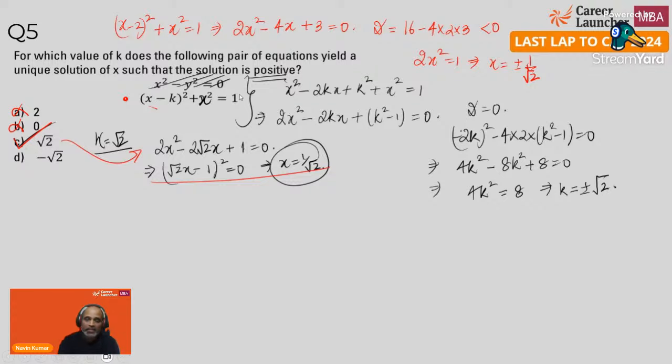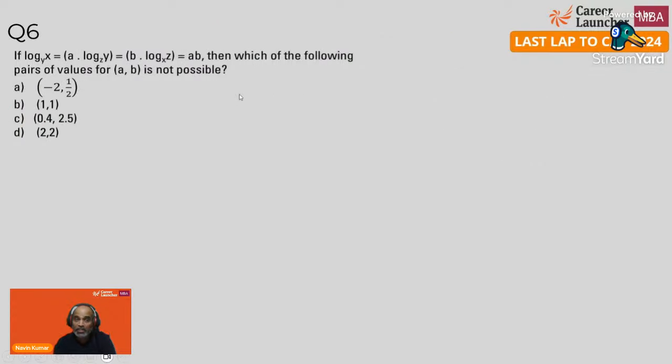Right? Okay, next one. If log x to the base y is equal to a times log y to the base z is equal to b times log z to the base x is equal to ab, then which of the following pairs of values for ab is not possible? Okay. Standard approach.